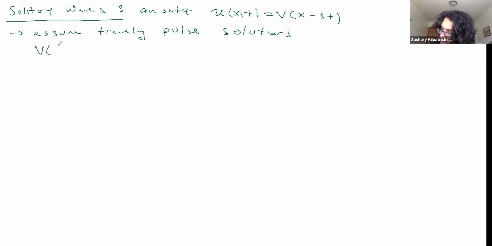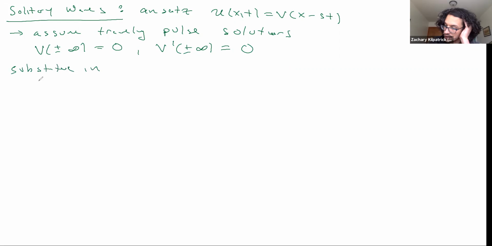So what does that mean as far as our assumptions? It just means that at the boundaries, V is going to be 0, and V's derivative is going to be 0. So again, these are boundary conditions, although they may be a bit peculiar to you because they're at the limit points, or the infinity limits. All right, fine. So let's substitute this ansatz in, and we'll integrate.